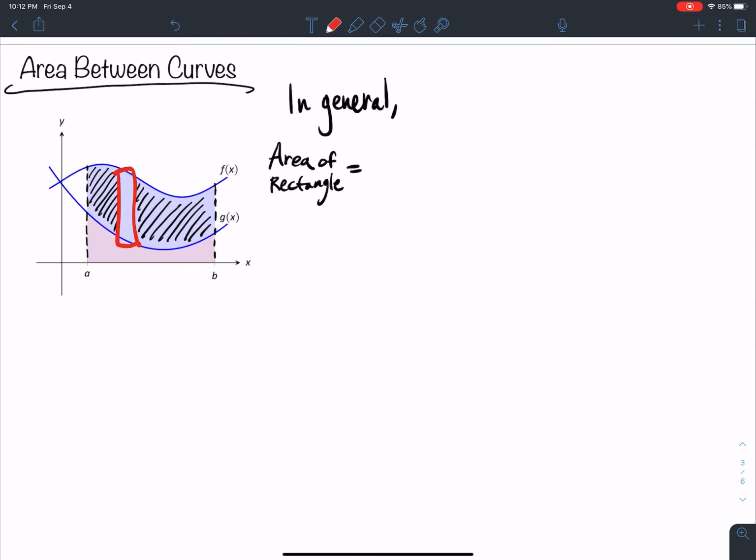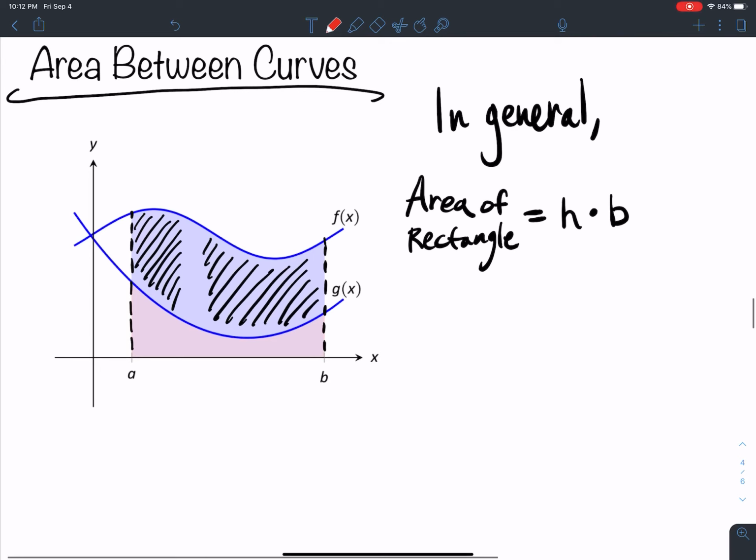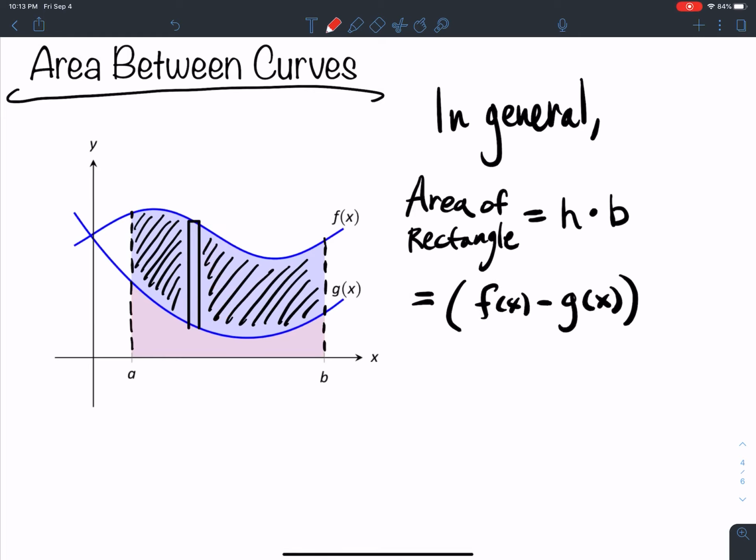So forming an arbitrary rectangle here. The area of a rectangle, excuse me, is the height times the base, okay? So I need to figure out how to calculate the height of the rectangle. So this distance here, from here to here, well, the top function, f of x, minus the bottom function, g of x. So it's the top minus the bottom, the high value minus the low value, that gets you this distance right here. Okay, so that's the height.